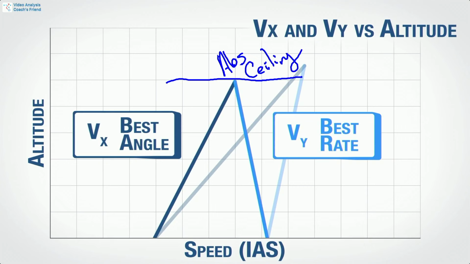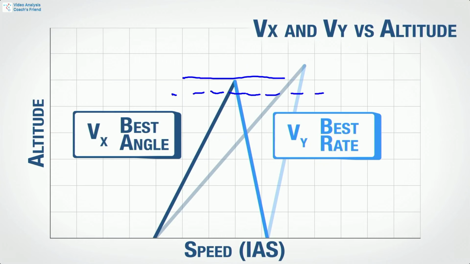Okay? At that point where Vy and Vx meet, you can climb no higher. Your climb rate is essentially 0. If you were to look at your power required curve and your power available curve, they would look like that. Available would just touch it right there. If you look at your thrust required and your thrust available, they kind of look like that. They just touch. This is your absolute ceiling.